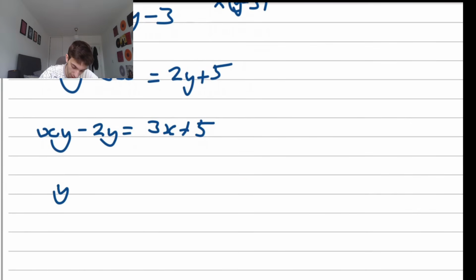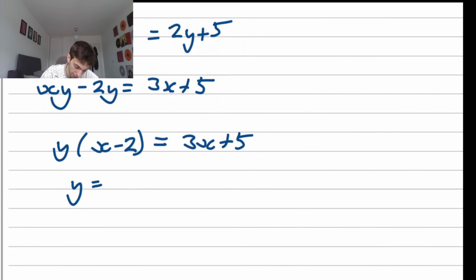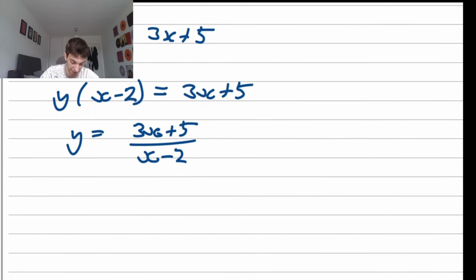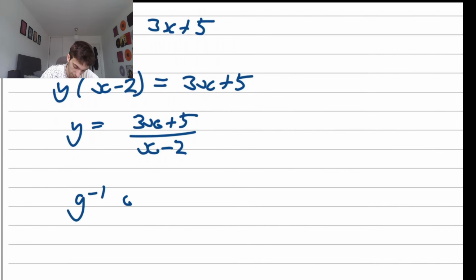From here, we're going to factor out our y's. We have y times (x minus 2) equal to 3x plus 5. Then we divide over by x minus 2. So we have that y equals (3x plus 5) over (x minus 2), and that is indeed our inverse function of g. So inverse g equals (3x plus 5) over (x minus 2).